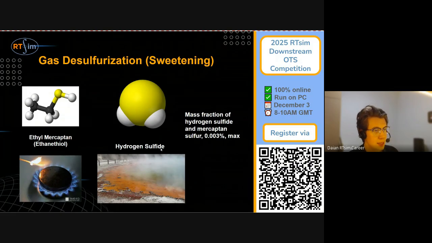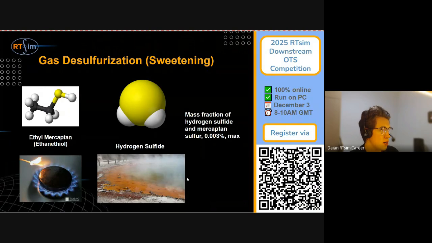Now you can see the leak with a lot of hydrogen sulfate and mercaptans. And the third type of impurities is mechanical impurities, solid particles such as dust, rust, or catalytic fines that contaminate the gas stream and cause corrosion or plugging of process lines.